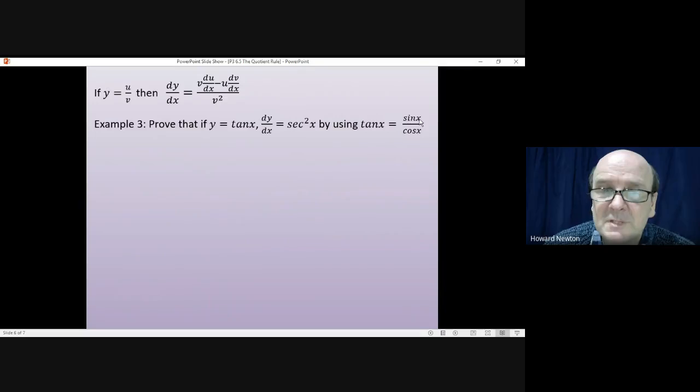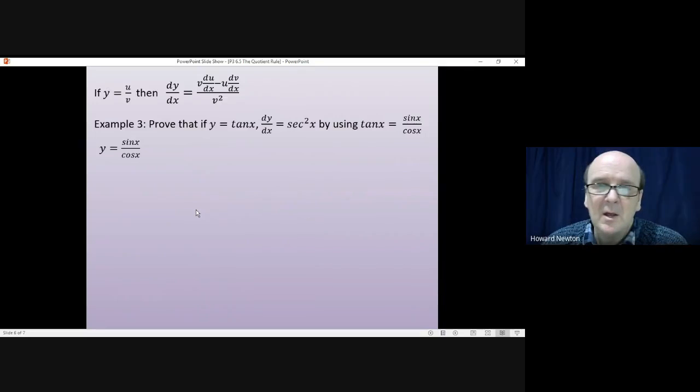So u will equal sine x, v will equal cos x. I'll let you have a go at differentiating that yourself. So have a go, pause the video, come back to me when you're ready. Okay, let's have a look.